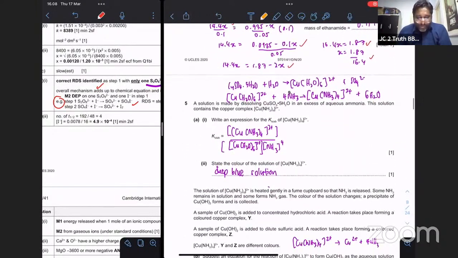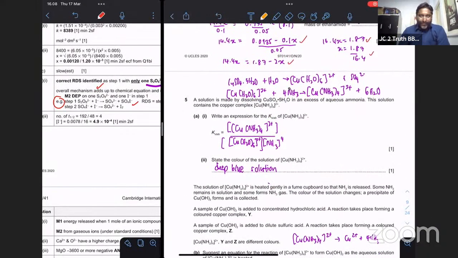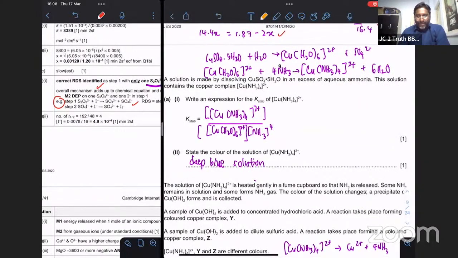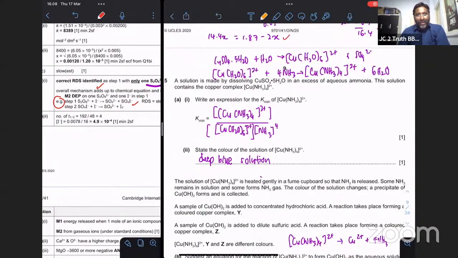Now, the next question, which is going to be question number 5. This one is going to be a bit confusing, maybe a bit difficult, because you need to make certain assumptions. You see a solution is made by dissolving copper sulfate in excess aqueous ammonia. This solution contains a copper complex with 4 molecules of ammonia. So we are going to write the expression of the stability constant, K_stab.